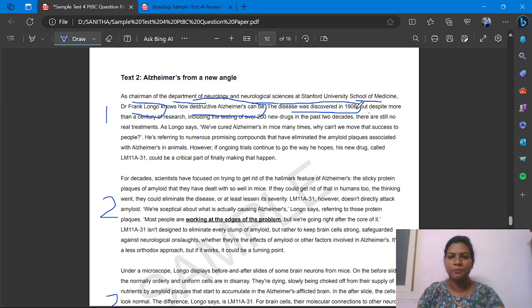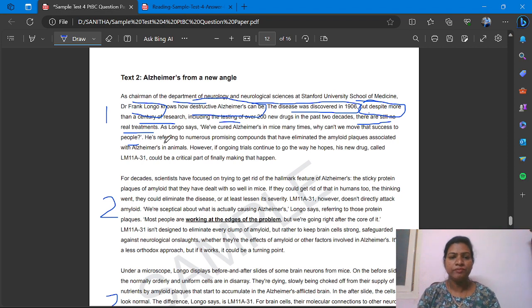But despite, okay, see, these connectors are very important in OET reading Part B and Part C. Please note. But despite more than a century of research, including the testing of over 200 new drugs in the past 2 decades, there are still no real treatments. As Longo says, we have cured Alzheimer's in mice many times. Why can't we move that success to people?